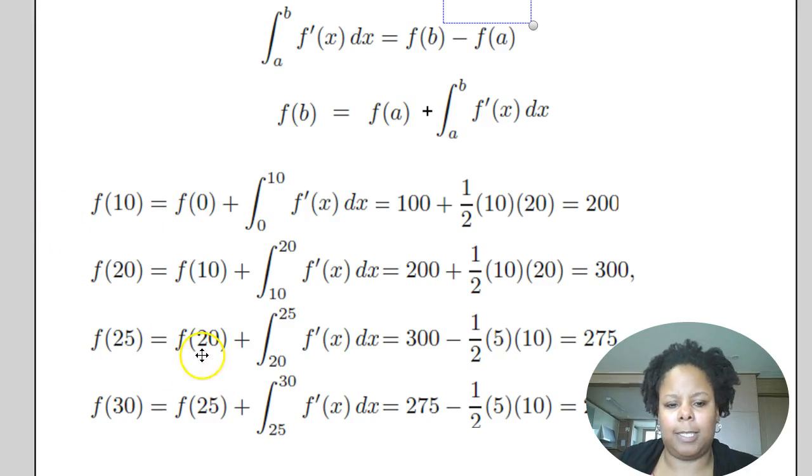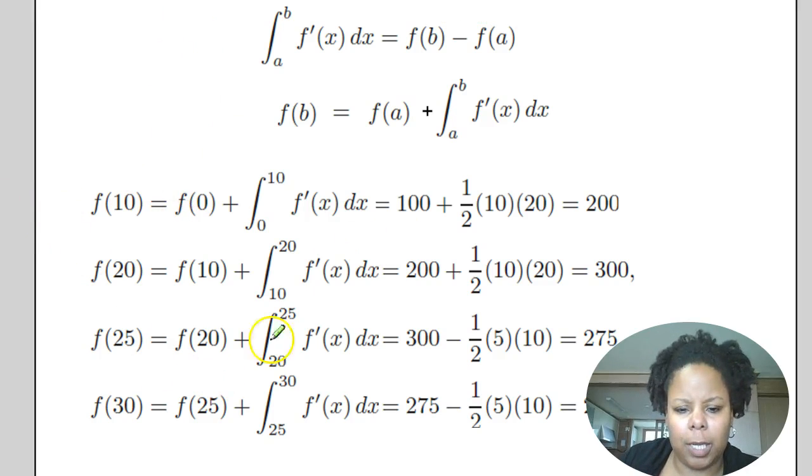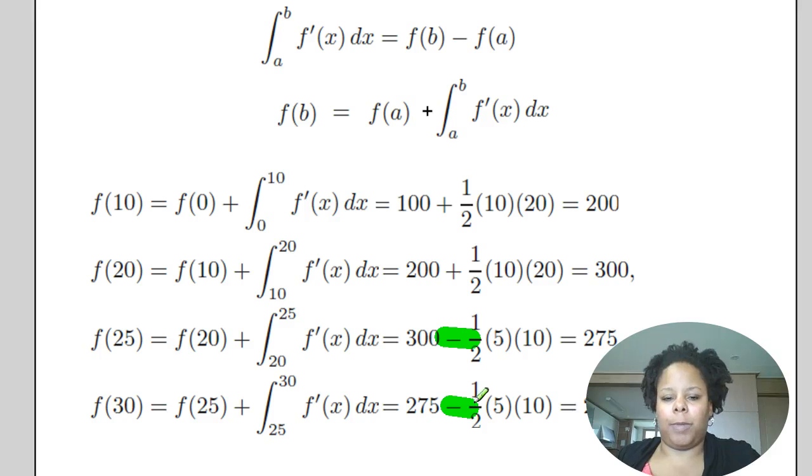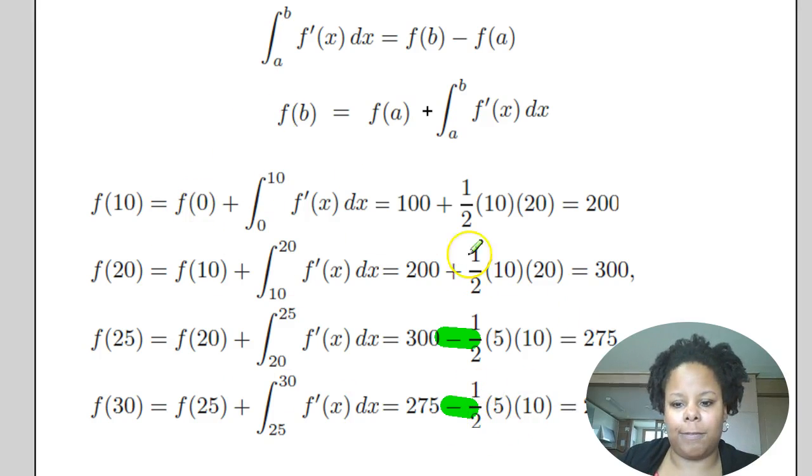So take a look at this, and as I was telling you earlier, from x equals 20 to 30, the graph is below the x-axis, so now we're subtracting the area from the total area, and that's why we get 275, 275, and 250 respectively.